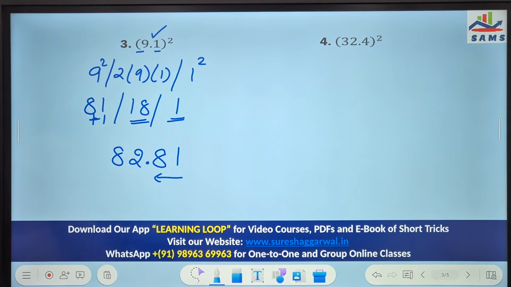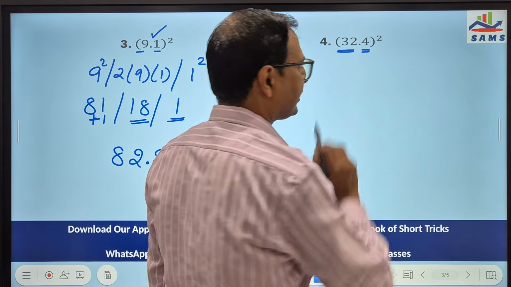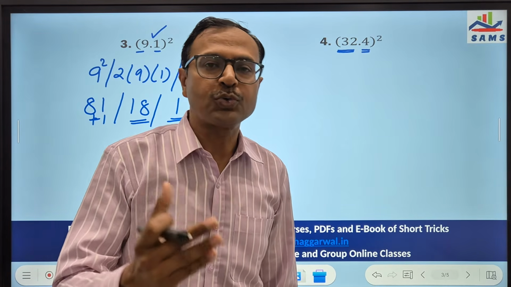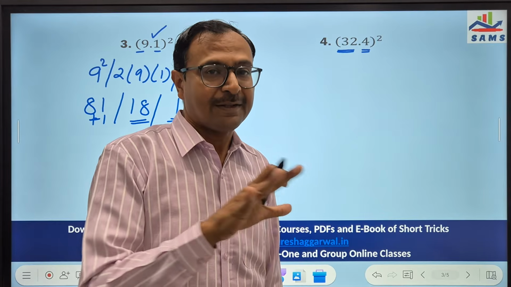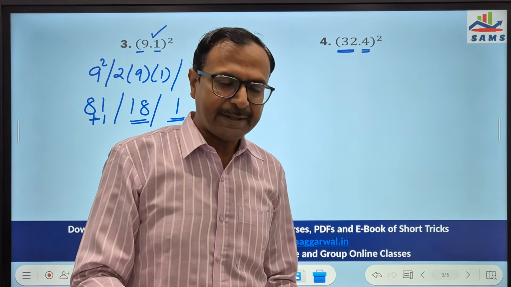82.81 is the answer for the question. Likewise, now the situation is going to change a little bit. What do we do here? Now if you see carefully, we have 2 digits before decimal and 1 digit after decimal. So that doesn't bother me actually, because I know how to square 2-digit numbers using the short trick. I have already put a video on that.